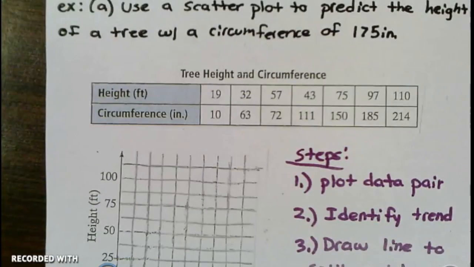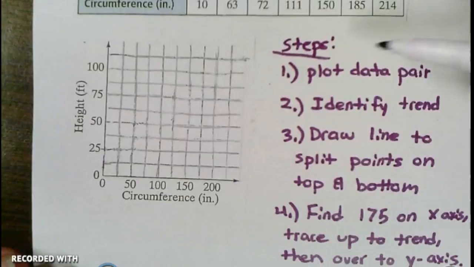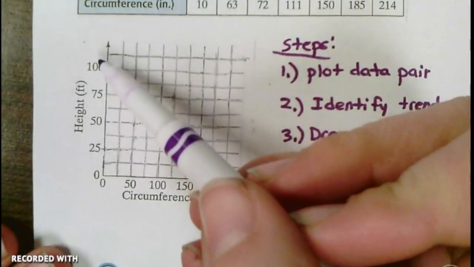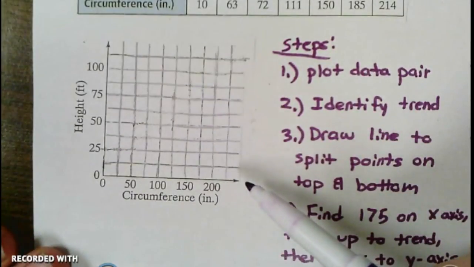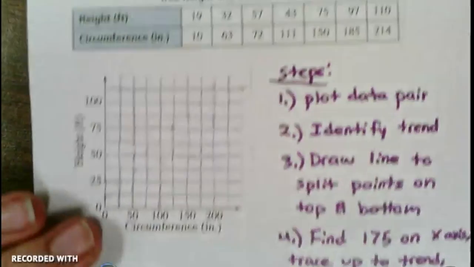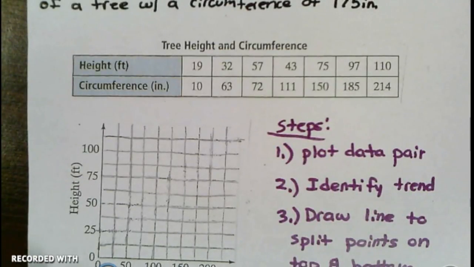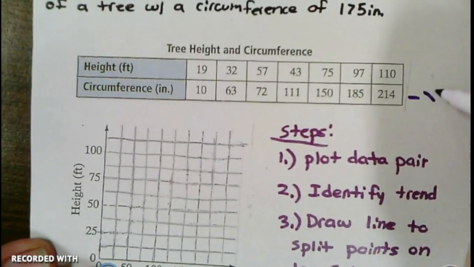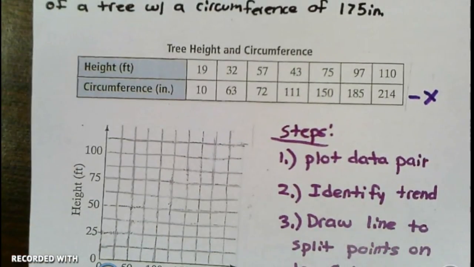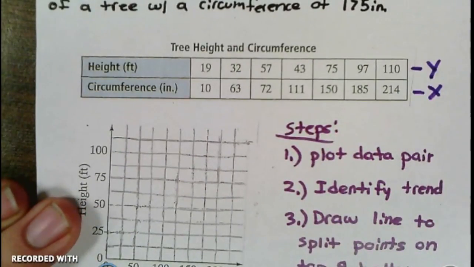Okay, for your convenience, I reminded you of the steps you're going to do over on the side here, and I actually already skipped some of these steps for you by choosing intervals and putting it on your graph for you. So your X, your horizontal, which one did we use for the horizontal? Good, the circumference, so that's why it's on the bottom. And our vertical, or our Y, we used for the height.